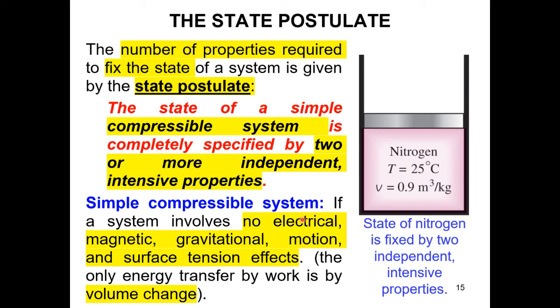A simple compressible system is a system that involves no electrical, magnetic, gravitational, motion, or surface tension effects. The only energy transfer by work is the volume change. Compressible means, if you have a compressor, you can expand or compress. In a simple compressible system, all these other elements are not there, and the only energy transfer is work by volume change. That's a simple classical system.